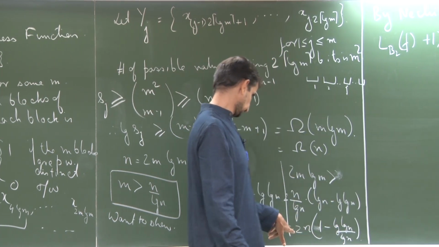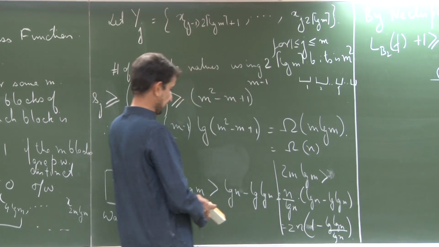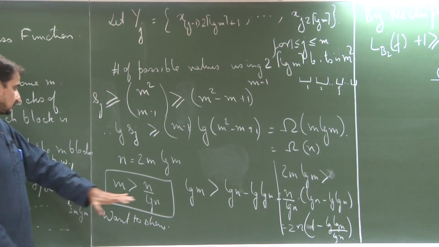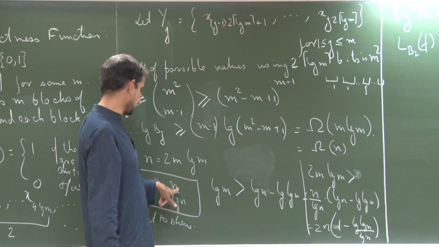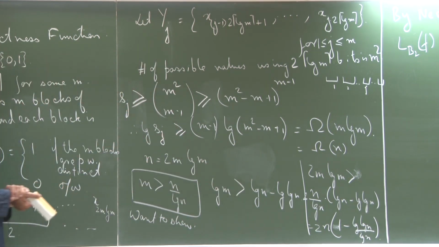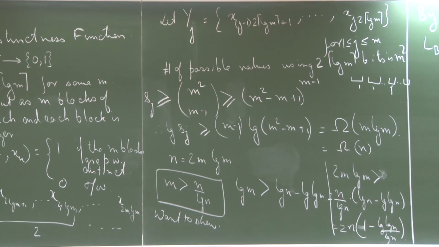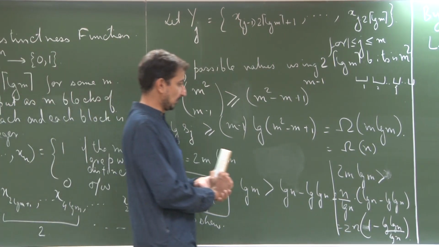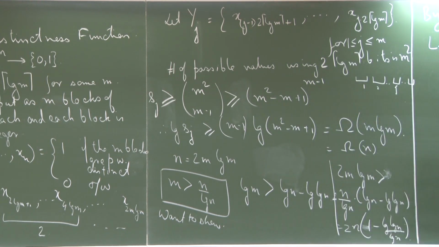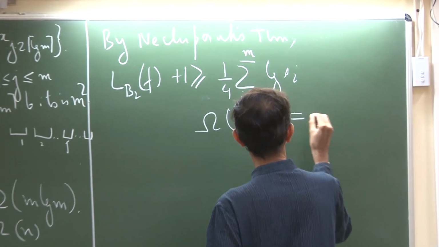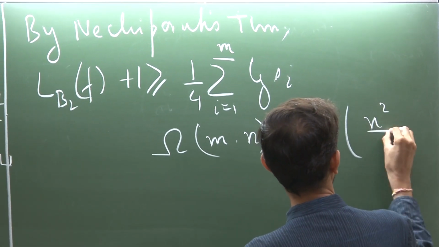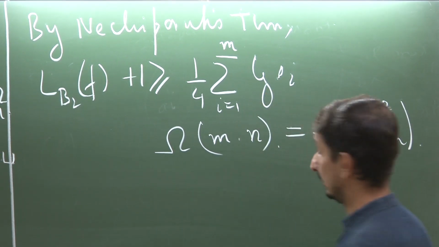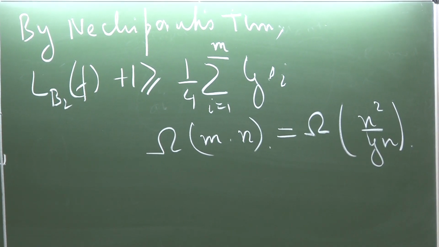So this is greater than n actually. So, yeah, okay. Basically if I assume m to be greater than n by log n, then this actually holds. Okay, so m is omega of n log n. So this works out. Therefore, I can write this as equal to omega n square by log n.